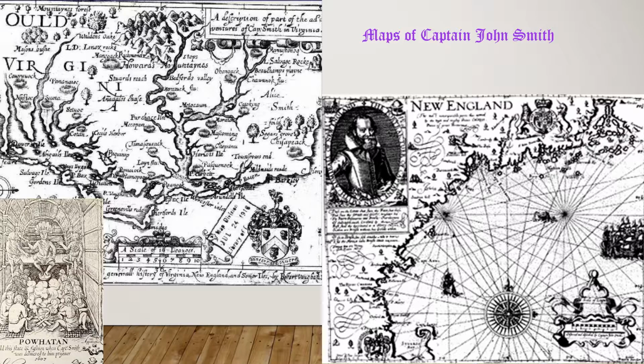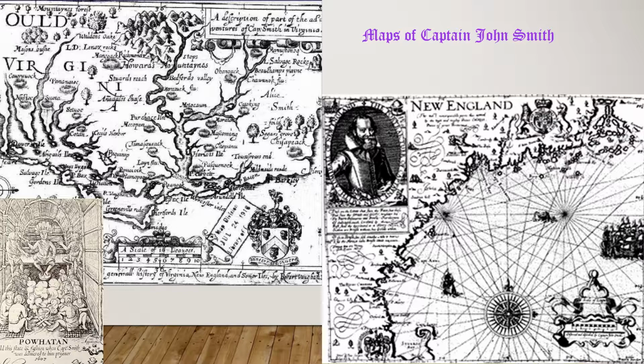Now, a little bit more about John Smith here. These are some of the maps from the works of John Smith. You can see that's how they're labeled. In the upper left, you see the phrase, the descriptions of part of the adventures of Captain Smith in Virginia. And so here is a map drawn by John Smith, and then it's tuned up a little bit later on, but this is the basic map by John Smith.